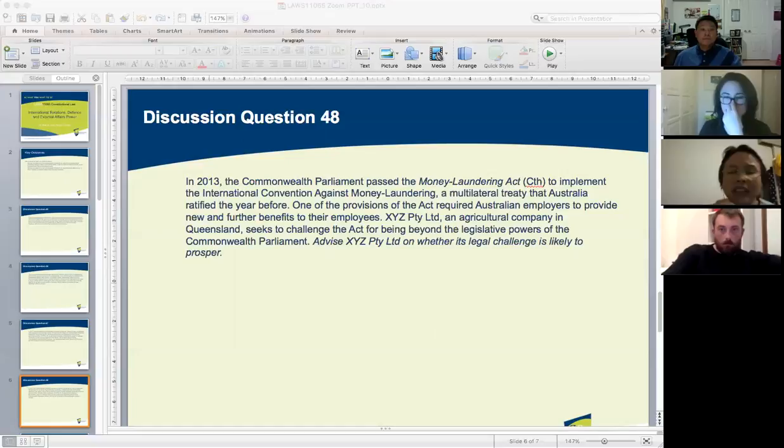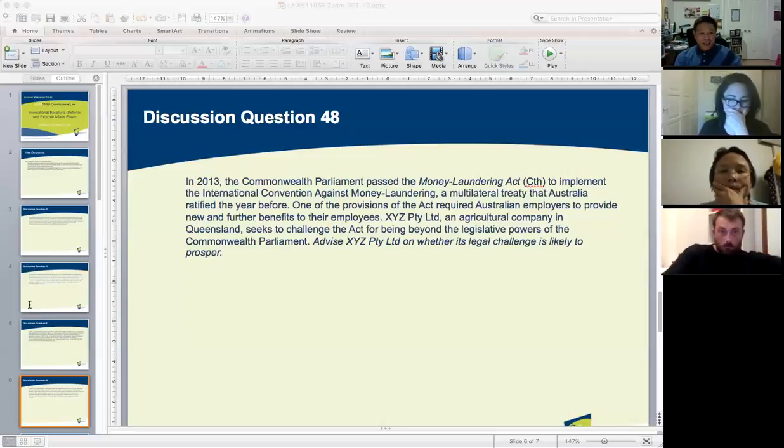Comments? So, I think the money laundering bit tends to be a bit of a red herring, isn't it? Because it says they pass this act in order to implement this convention, but then actually, this industrial relations has nothing to do with that. So they are able to put provisions in a Money Laundering Act that actually have nothing to do with money laundering? It's difficult to say that it has nothing to do with money laundering.